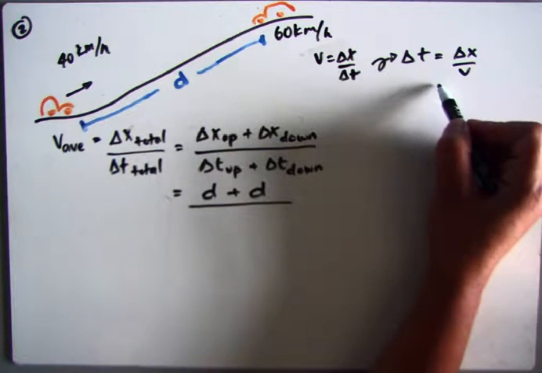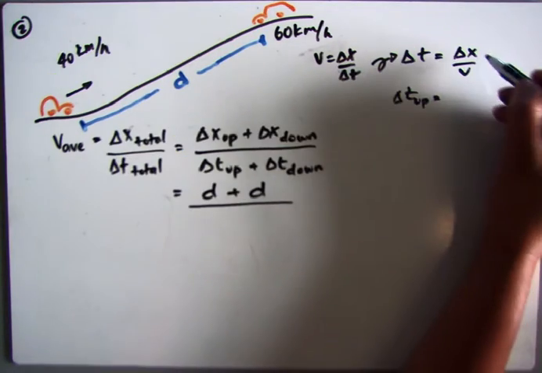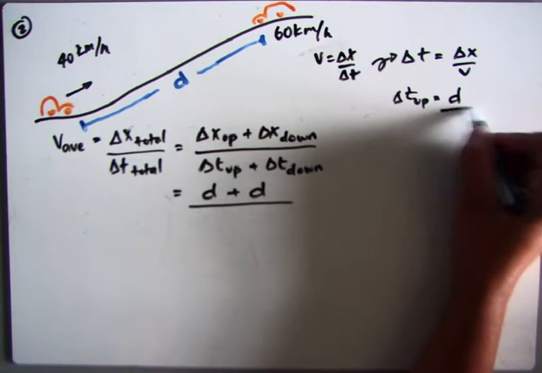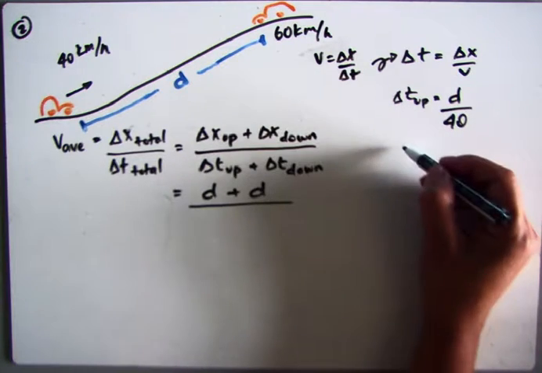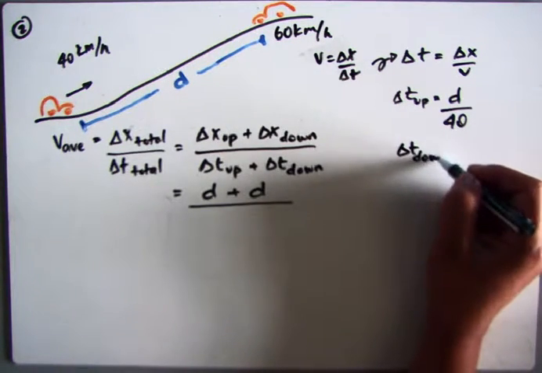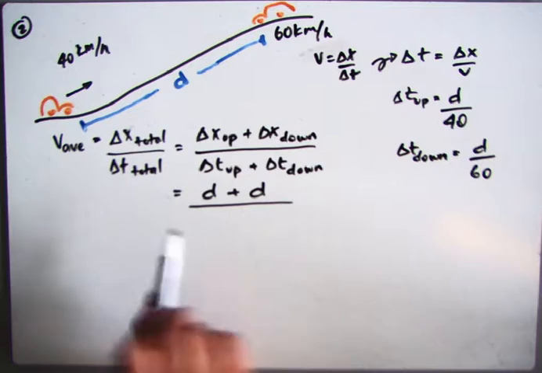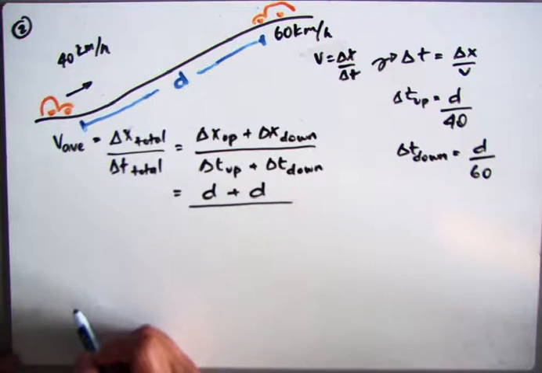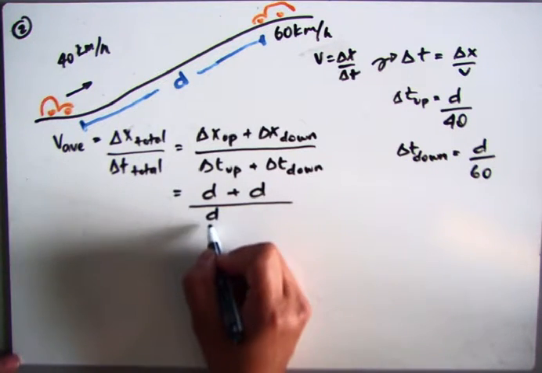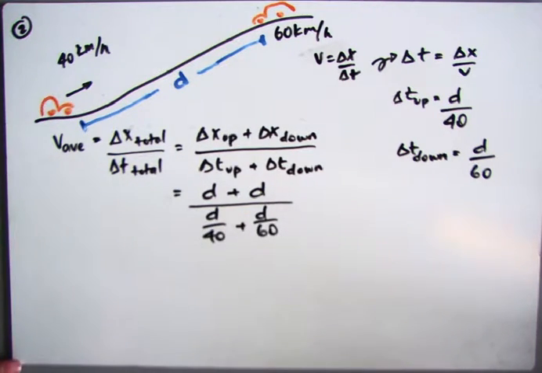So now let's look at the delta t for the up. It is equal to the distance for the up, we just called it d, and the speed for the up is going to be 40, right? So that's my expression. And then delta t down is equal to d for the down and then 60 for the speed. So you see, I don't know the distance, but I know it's d, so I'm just leaving the d in there. Now, when I go to substitute, delta t up is d over 40 plus, and then this becomes d over 60. I've left out the units just to simplify the equation.